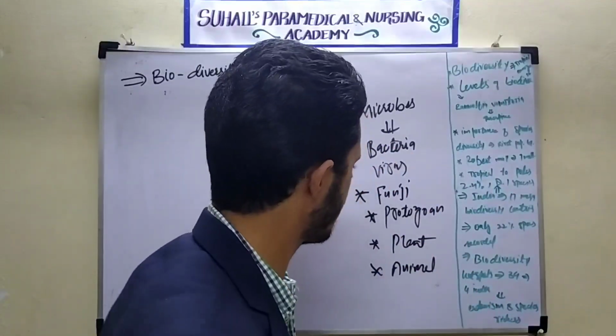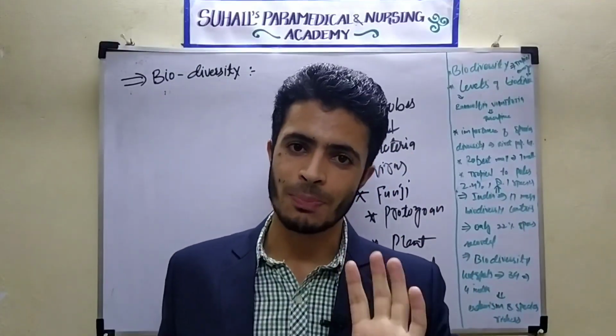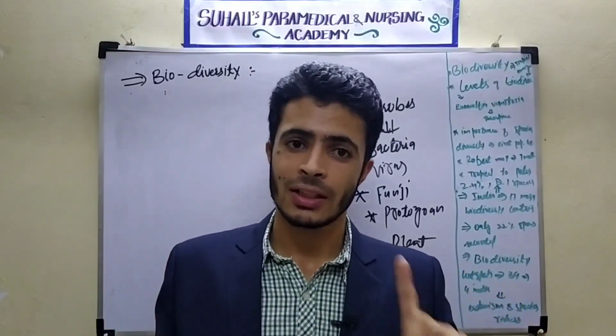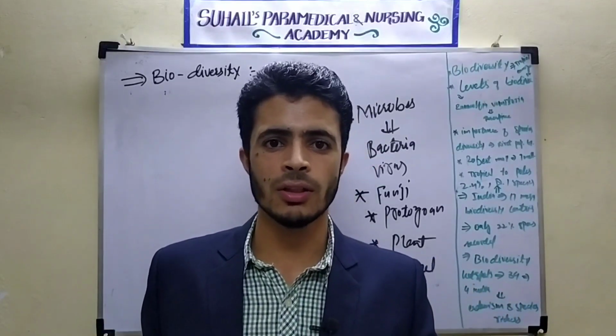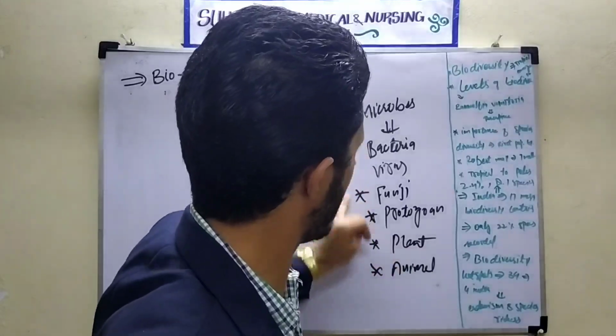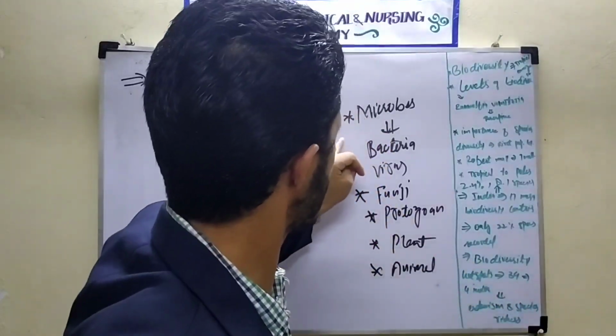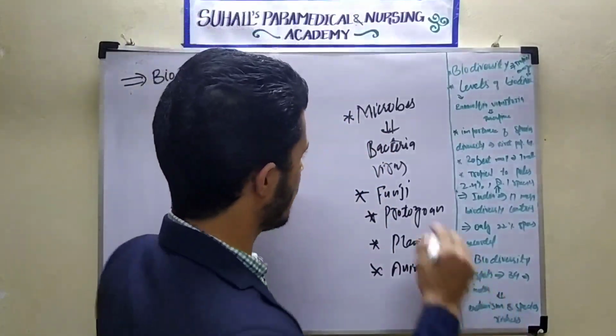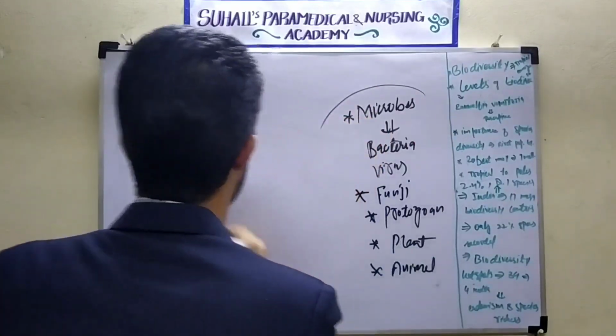This is actually the cause of biodiversity. Life is diverse. We cannot calculate everything on the earth. So life is diverse at every level. What is biodiversity? Biodiversity is a variety and variability.